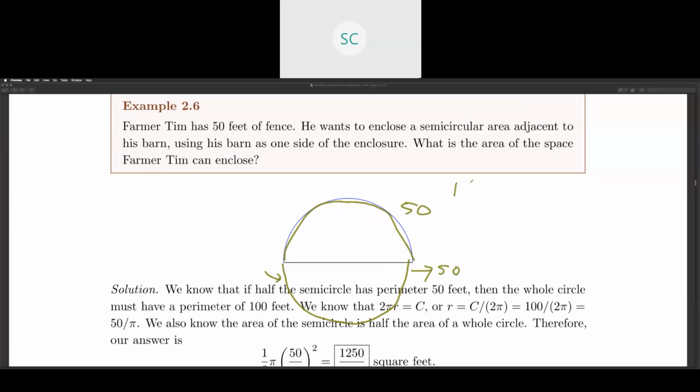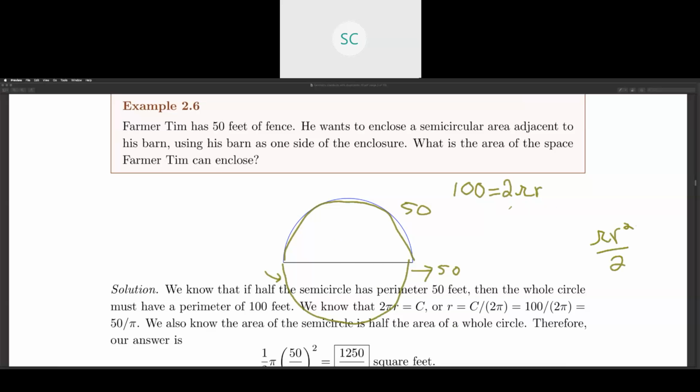And from that, we know the circumference of the whole circle is 100 feet, but I'll ignore the units for now. So we want to be able to relate the circumference to the area. A good way to do that is to use the formula for radius. We know that the circumference is 2 pi r, and what we're looking for is pi r squared over 2, right? Because if you find the area of the whole circle, you have to divide that by 2 because we're looking for a semicircle. So we're looking for pi r squared over 2, and we're given that 100 is equal to 2 pi r.